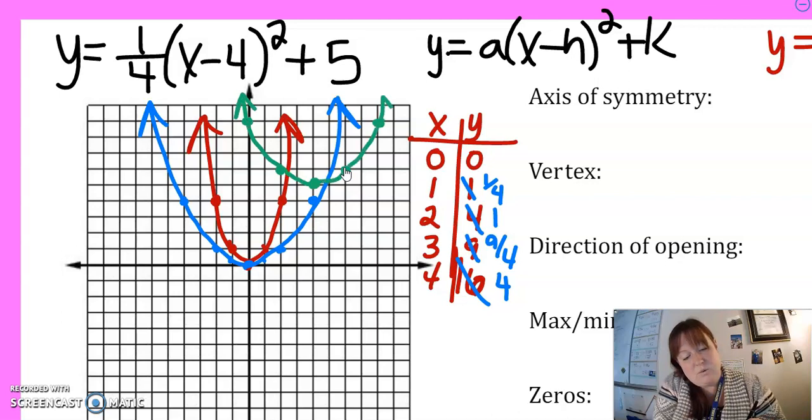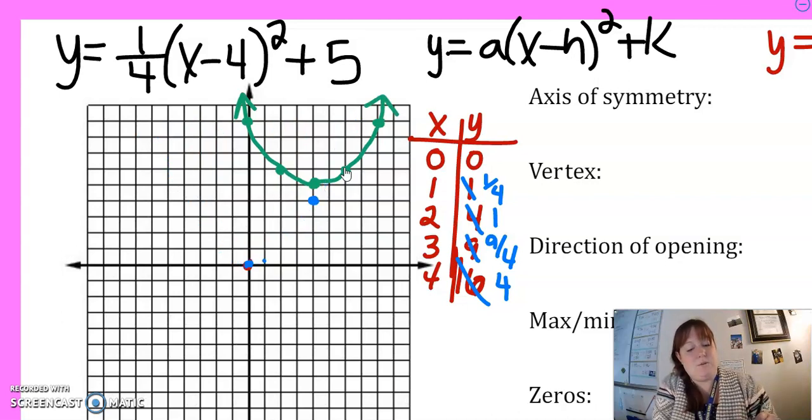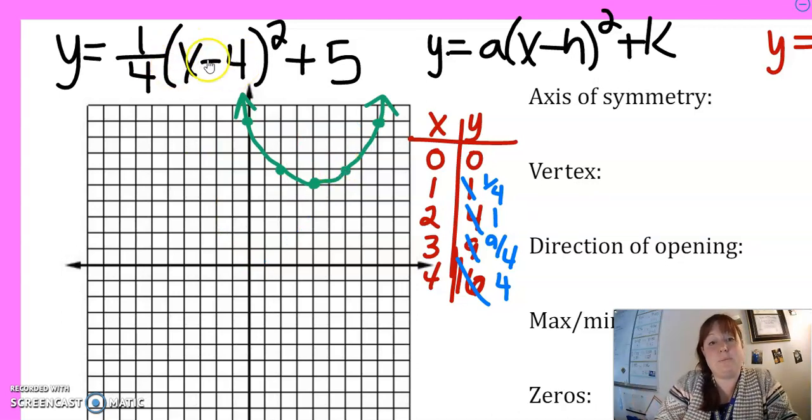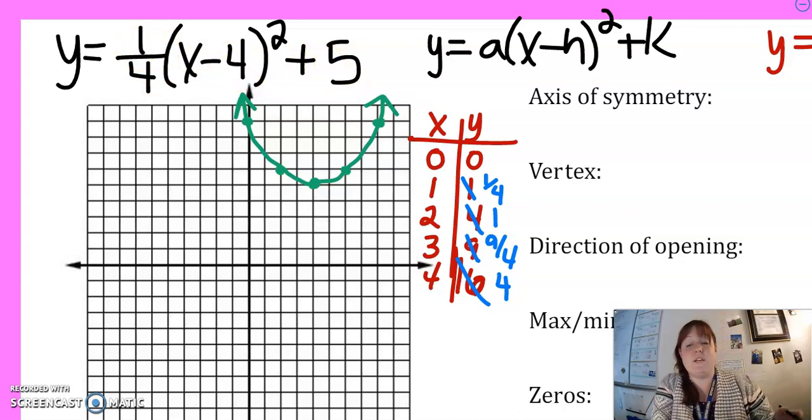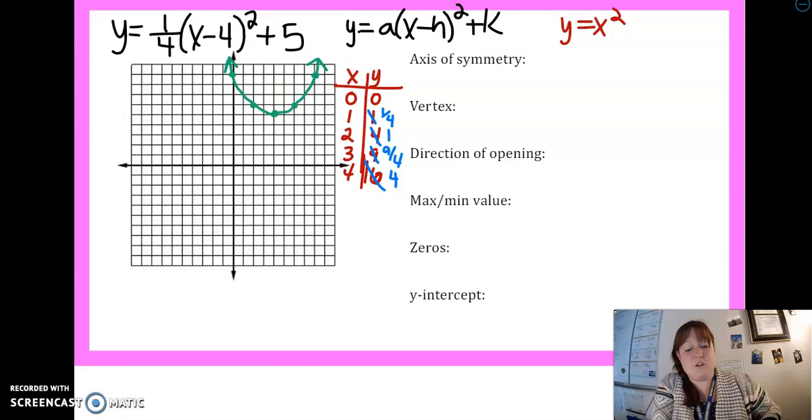So my final parabola is going to be the green one. We can just get rid of all of those. That is this transformed parabola with all of the transformations, with the vertical stretch or compression, which in this case it's a compression, with the horizontal shift and the vertical shift. So now let's see if we can figure out some of these features of our function based on that.